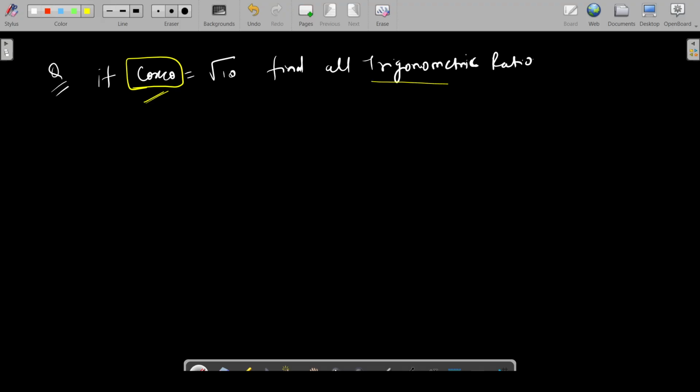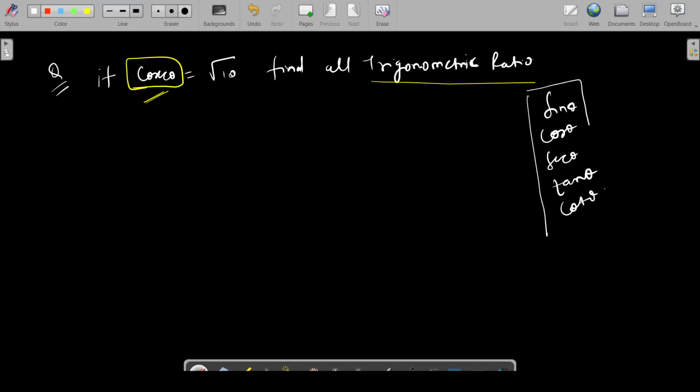Find all trigonometric ratios. What I mean by all trigonometric ratios is that you have to find out sine theta, cos theta, sec theta. Cosec theta is already given. You have to find out tan theta and cot theta. So what I will suggest is just take a pause. Pause the video and try it yourself and then come back. So I hope you have tried it.